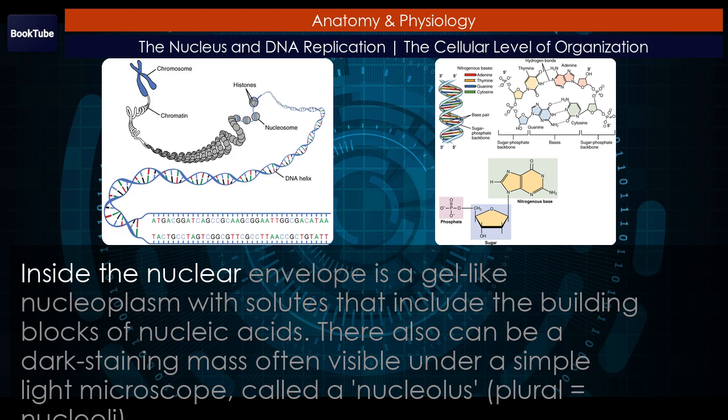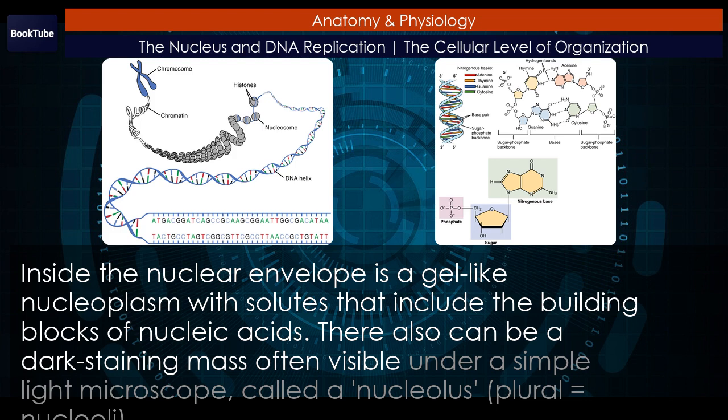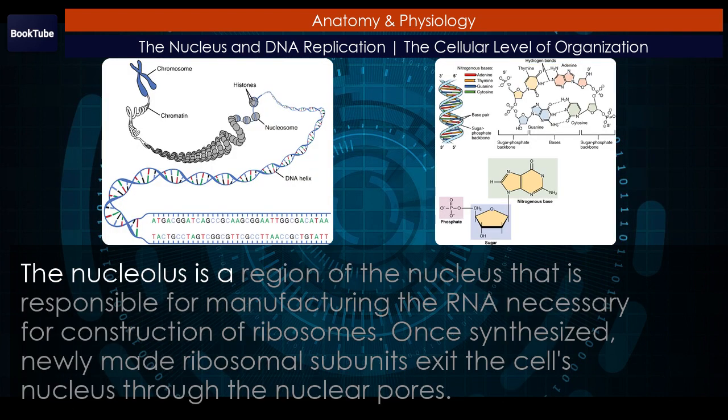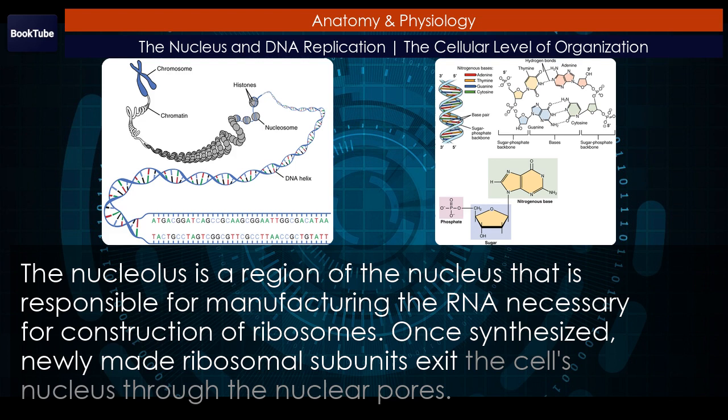Inside the nuclear envelope is a gel-like nucleoplasm with solutes that include the building blocks of nucleic acids. There also can be a dark staining mass often visible under a simple light microscope, called a nucleolus. Plural equals nucleoli. The nucleolus is a region of the nucleus that is responsible for manufacturing the RNA necessary for construction of ribosomes. Once synthesized, newly made ribosomal subunits exit the cell's nucleus through the nuclear pores.